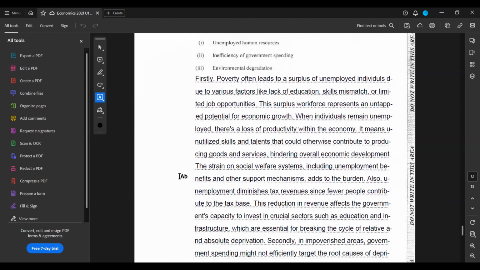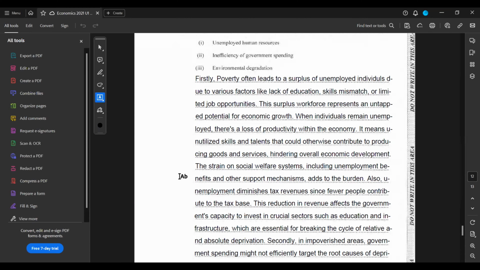Firstly, poverty often leads to a surplus of unemployed individuals due to various factors like lack of education, skills mismatch, or limited job opportunities. This surplus workforce represents an untapped potential for economic growth. When individuals remain unemployed, there's a loss of productivity within the economy. It means underutilized skills and talents that could otherwise contribute to producing goods and services, hindering overall economic development.